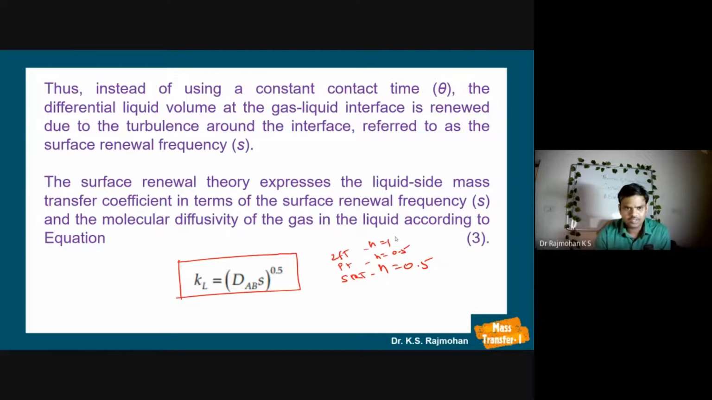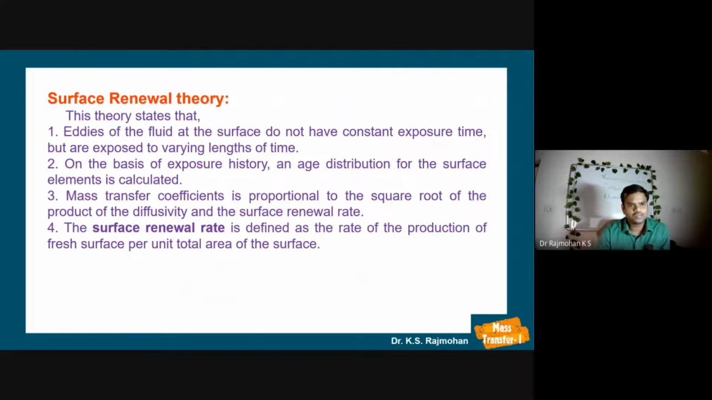If we summarize the points of the surface renewal theory, it assumes that eddies of the fluid at the surface do not have a constant exposure time, because according to penetration theory, all eddies spend the same time at the interface, but here it assumes that they have different exposure times and are exposed for varying lengths of time. It takes into account that a student may not complete his degree in 4 years; some may leave in 3 years, some may spend 6 years, right? Similar to that, this surface renewal theory takes that into account. Each student will spend a different time here.